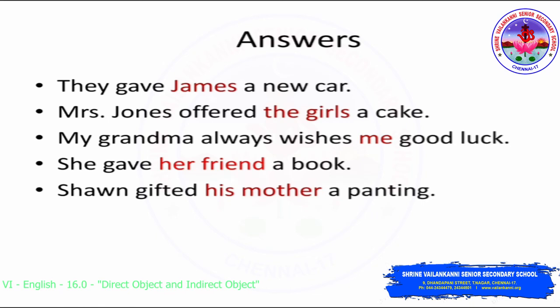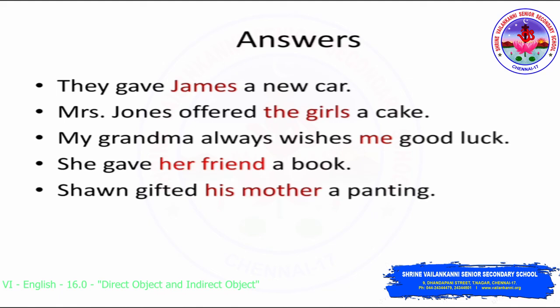Okay. So, they gave James a new car. They is the subject and gave is an action verb. To who did they give the new car? James. So James is the indirect object here. And obviously you know what the direct object is? A new car is the direct object.